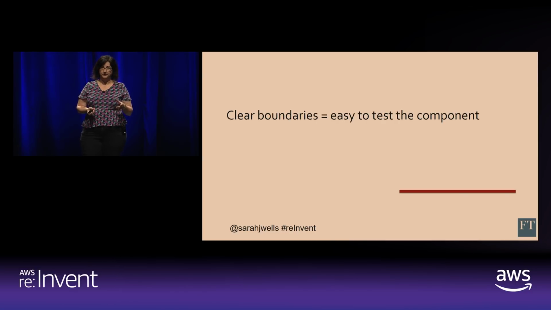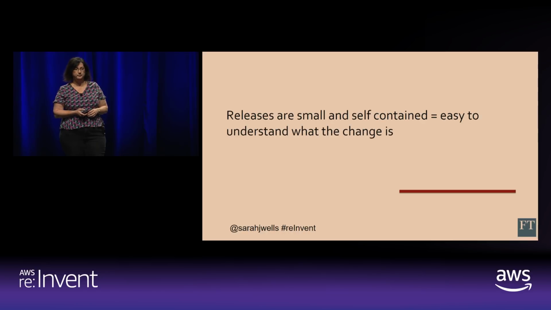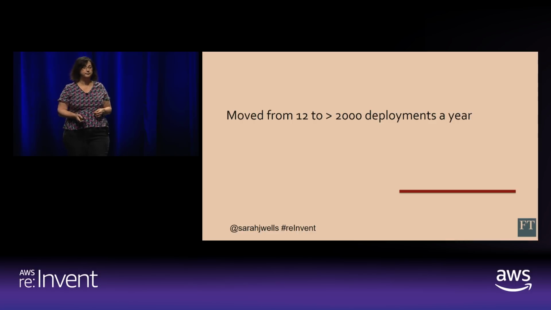They have clear boundaries. We have HTTP calls, or you're reading off a queue. So that's easy to test because you can inspect the requests, you can inspect the responses, and you can mock out collaborating services. The releases are small, they're self-contained. You can look at the diff and work out what the change is. Generally, if they fail, you can fix the problem and roll forward very quickly.